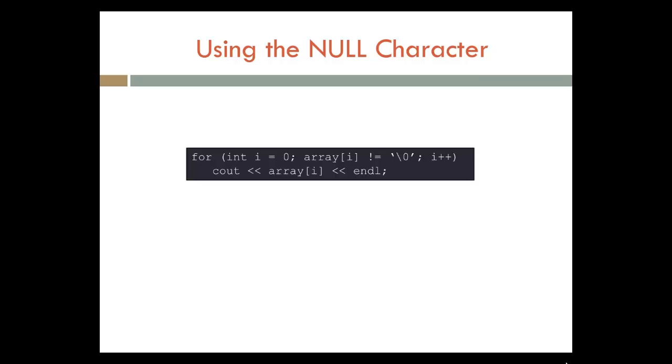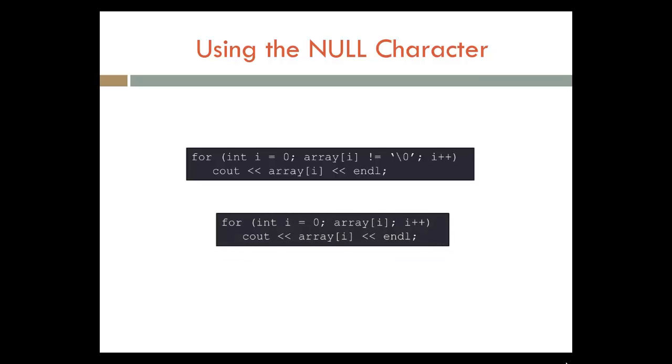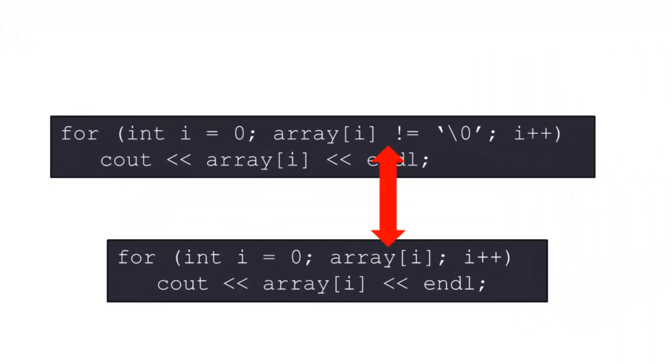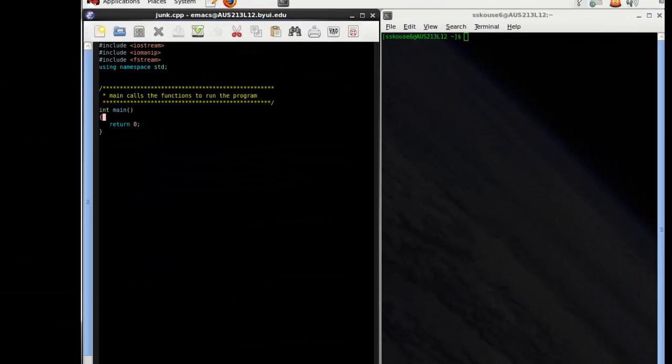However, since the null character has a boolean value of 0, we can simplify even further. These two loops will operate the same because all ASCII values except null evaluate true, while null evaluates false. Because of this, when the null is reached, the statement evaluates false. Now we're going to work through a couple examples.